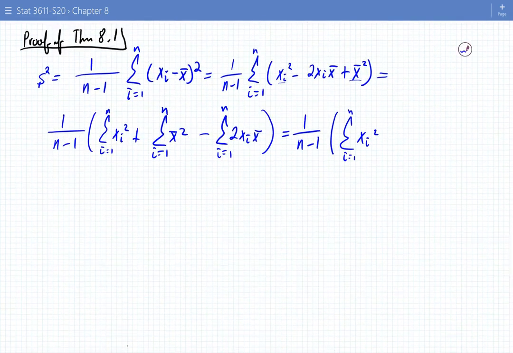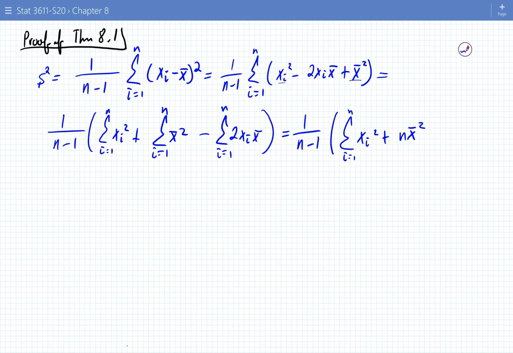Look at the sum of the x bar squared as i goes from 1 to n. This has nothing to do with i. This has nothing to do with i. And so what's going to happen here is you're just going to add that up essentially n times. And so this second summation is just n x bar squared.